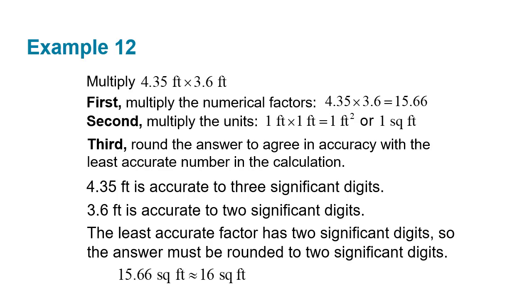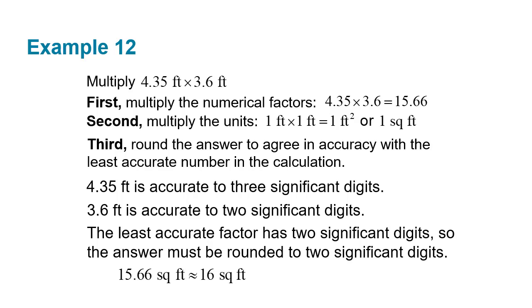Okay, so we multiply these two numbers. Of course, we're going to get feet squared because feet times feet. You're going to do the stuff in your calculator and get 15.66. But if you look at the two numbers, 4.33 is accurate to 3 significant digits, so its level of accuracy is 3. However, 3.6 only has 2 significant digits, and therefore it's only accurate to 2 significant digits. So our answer needs to have only 2 significant digits.